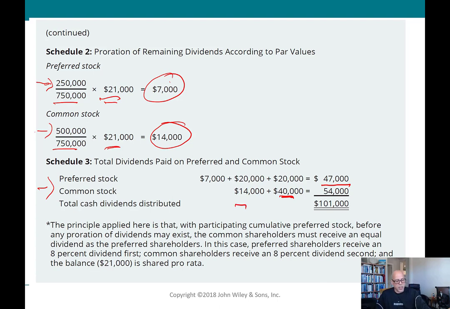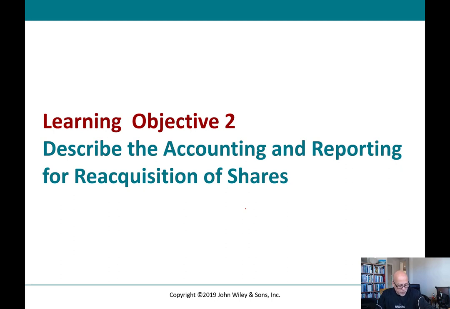Okay, nice little example, and it gives you the sense as to how we accumulate cumulative dividends in arrears, how we pay those out to the preferred shareholders, and then it also helps illustrate how participating works. So that's a nice little example. Okay, all right, good.